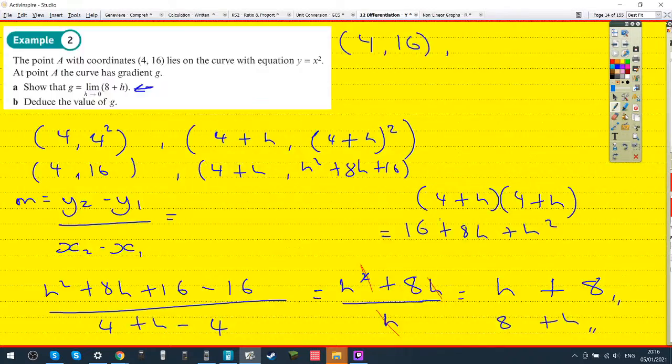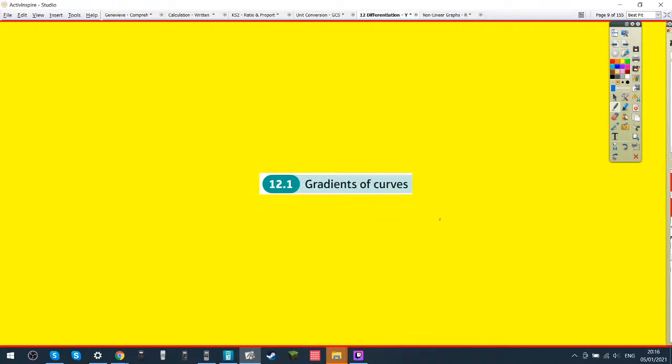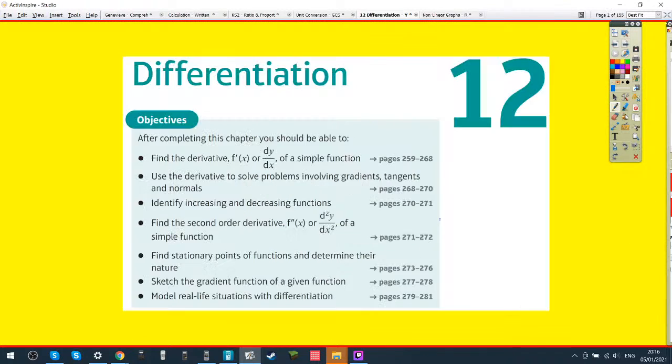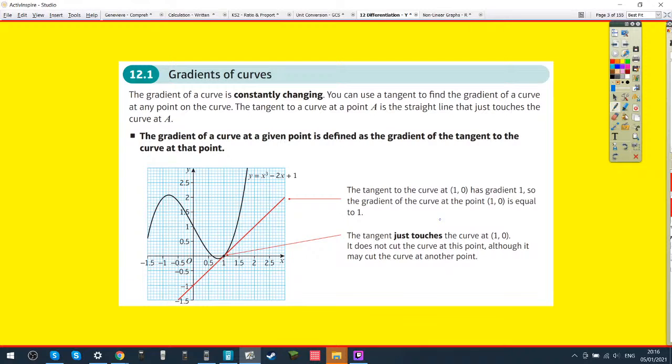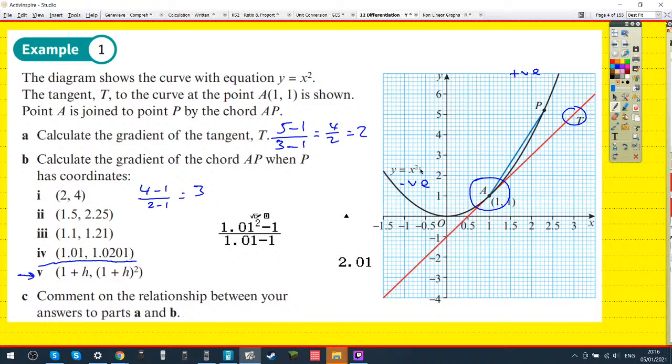So what's going on with all this? It's all a bit bonkers. I'll show you why. We proved it. Now we can just use it. Basically, the gradient of a curve is always changing. All you can do is get it at a point, and that's the same as the gradient of the tangent to that point. The gradient of a straight line is y2 minus y1 over x2 minus x1.